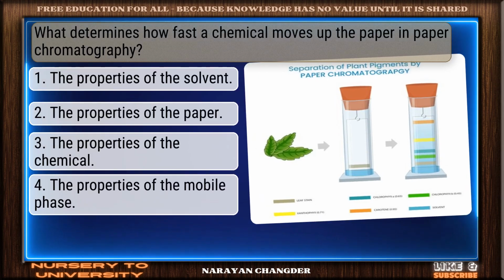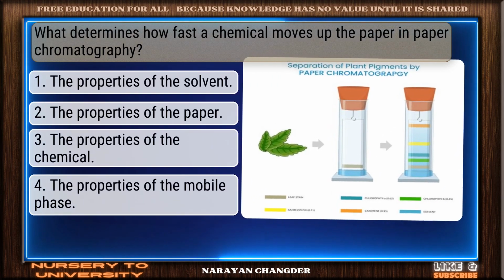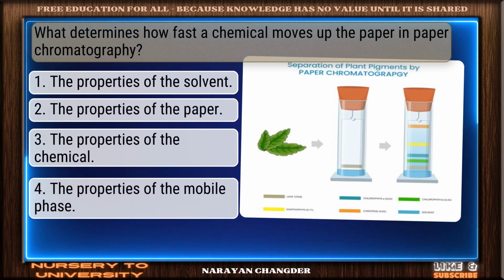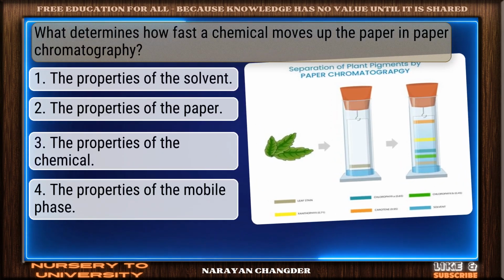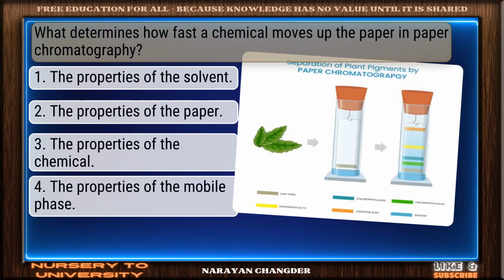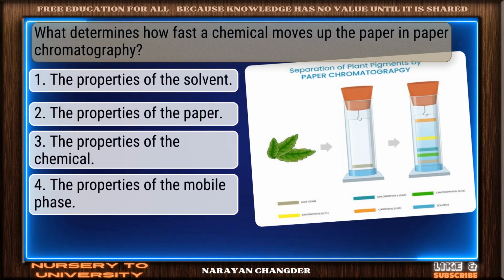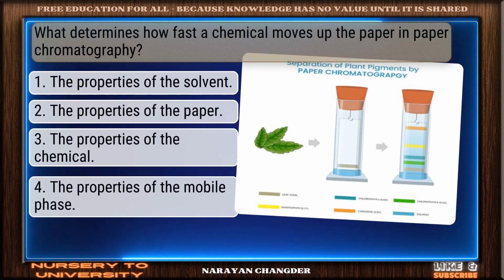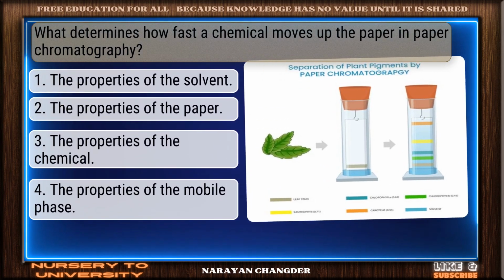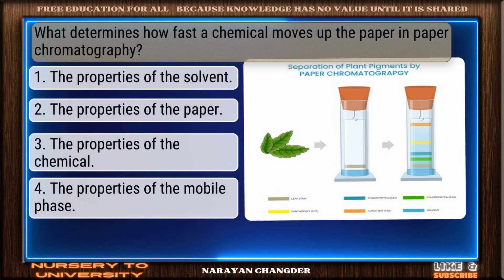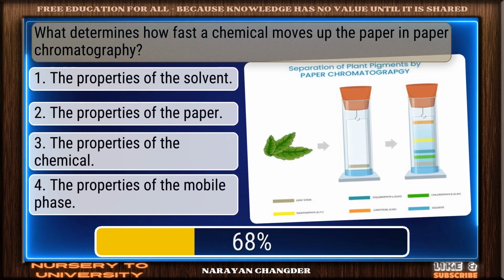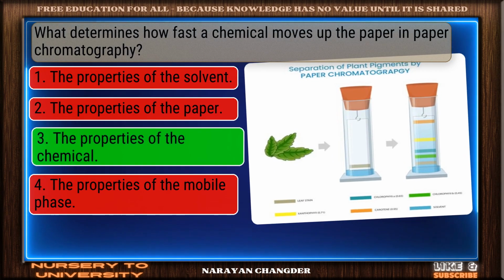What determines how fast a chemical moves up the paper in paper chromatography? Option 1. The properties of the solvent. Option 2. The properties of the paper. Option 3. The properties of the chemical. Option 4. The properties of the mobile phase. The properties of the chemical.